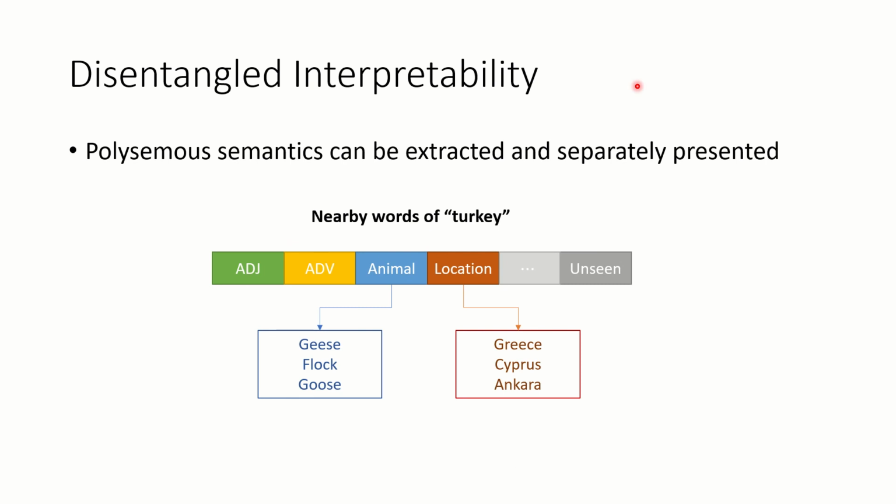With disentanglement, we also found polysemous semantics can be easily revealed. Take the word turkey, for example. We found that the nearby words are geese, flock, and goose in the animal subembeddings. On the other hand, the nearby words become Greece, Cyprus, and Ankara in location subembeddings. Therefore, although the learning algorithm of GloVe does not do disambiguation explicitly, the polysemous semantics can still be extracted and clearly presented.